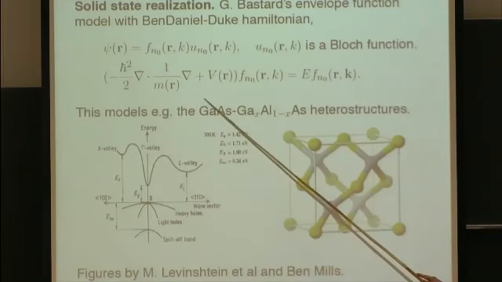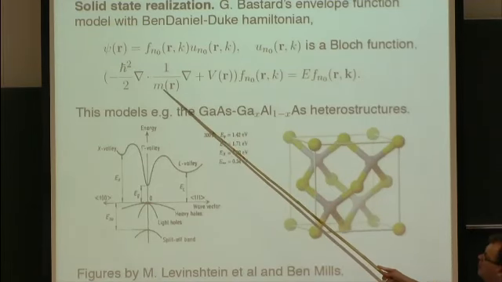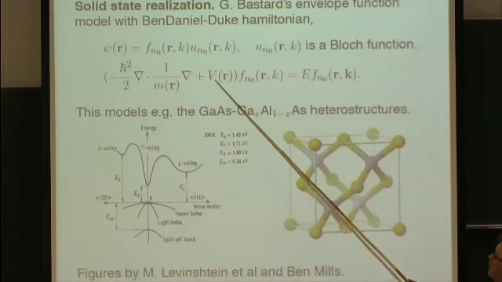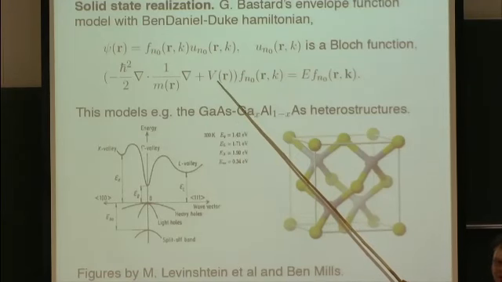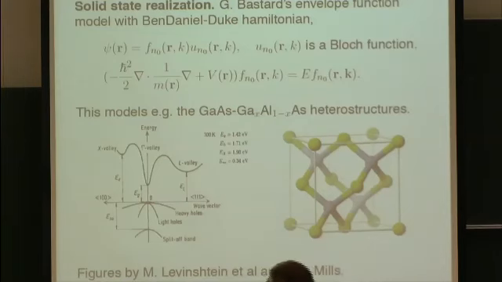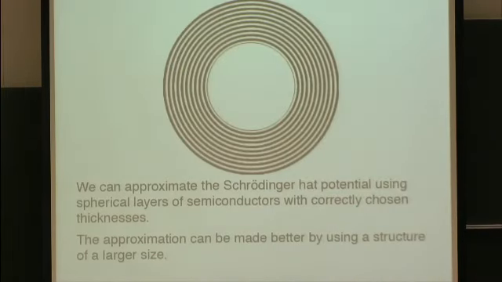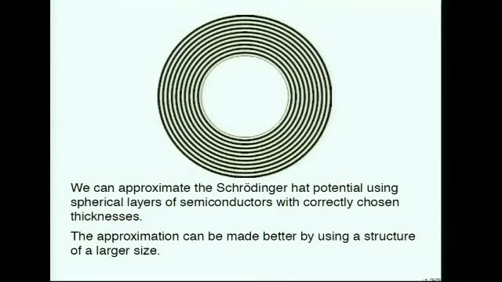And now, this type of equation, where the effective mass varies and the electric potential varies, if you put sufficiently many layers, you could approximate the model where this becomes 1, and this varies as the Schrödinger hat potential. So this theory suggests that we could approximate the Schrödinger hat potential by using spherical layers of semiconductors, where the layers of the semiconductors have correctly chosen thicknesses.